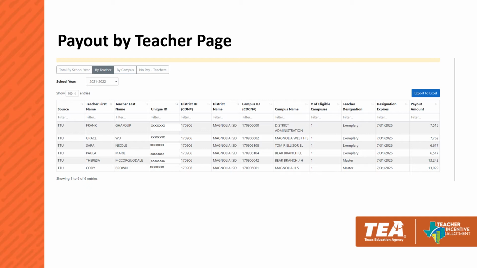Their name, their unique ID, district information. There is a field called number of eligible campuses. For any teachers who are working at more than one campus, this will not be a 1, it will be a 2 or a 3, and you'll see multiple lines of data, 1 line for each campus. It will show you their designation level, the expiry date, and then the payout that they generated for your district.